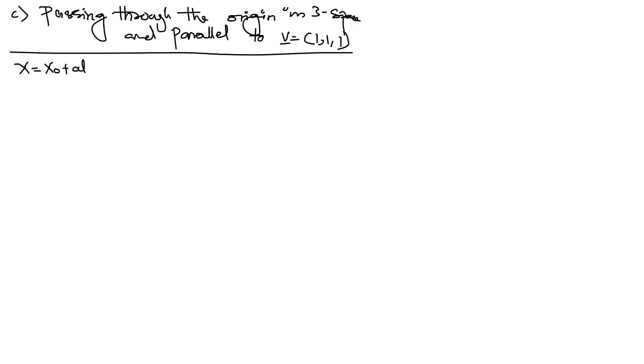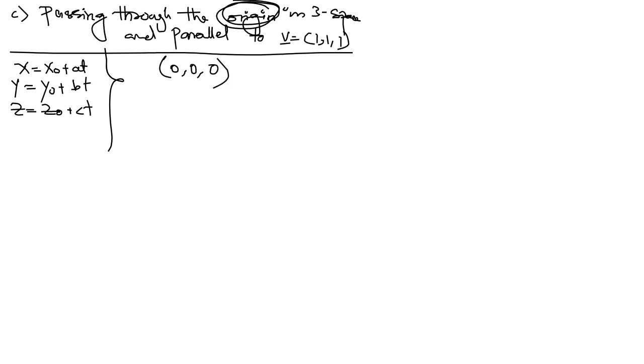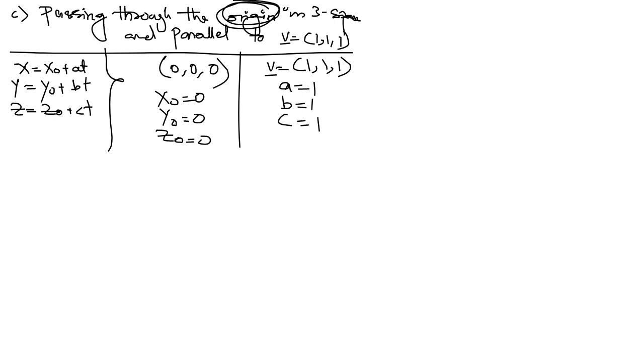x is equal to x naught plus at, y is equal to y naught plus bt, z is equal to z naught plus ct. Okay. Now the origin point is what? Origin point means (0, 0, 0). So x naught is equal to 0, y naught is equal to 0, z naught is equal to 0. And the vector v is given, which is (1, 1, 1). That means a is equal to 1, b is equal to 1, c is equal to 1.